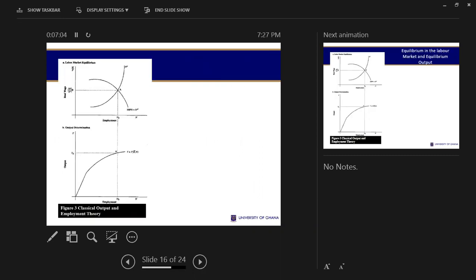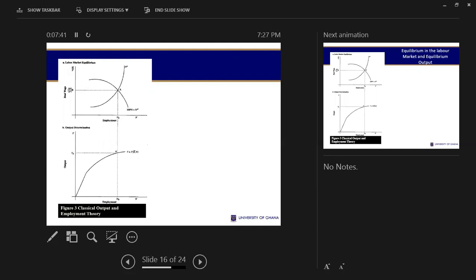Graphically, this is what you have to do. You need to know how to do this, because at times, after doing the maths, you'll be asked to sketch the graphs. So the first one is the labor market. This is your labor supply curve, and this is your labor demand curve. Where they meet, we get the equilibrium real wage and the equilibrium N.